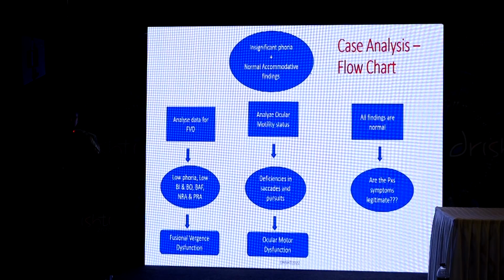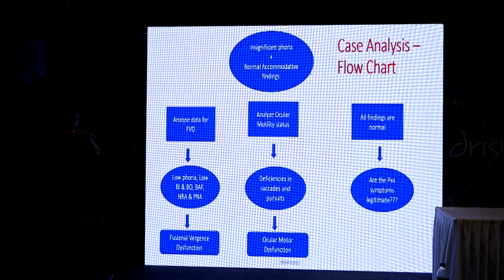So in this case, when you find that there is an insignificant phoria and the accommodative findings are also normal, then what could be the case? You analyze data for fusional vergence dysfunction, a condition where there are low phorias, low base-in and base-out values, the binocular accommodative facility, the NRA and PRA, and this could lead to a diagnosis of fusional vergence dysfunction. Or you could analyze the oculomotor status. There could be deficiencies in both saccades and pursuits. So this could be a case of oculomotor dysfunction.